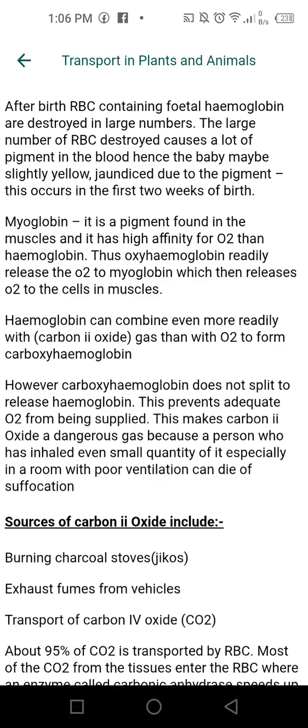Myoglobin. It is a pigment found in the muscles and it has high affinity for O2 than hemoglobin. Thus, oxyhemoglobin readily releases the O2 to myoglobin, which then releases O2 to the cells in muscles.